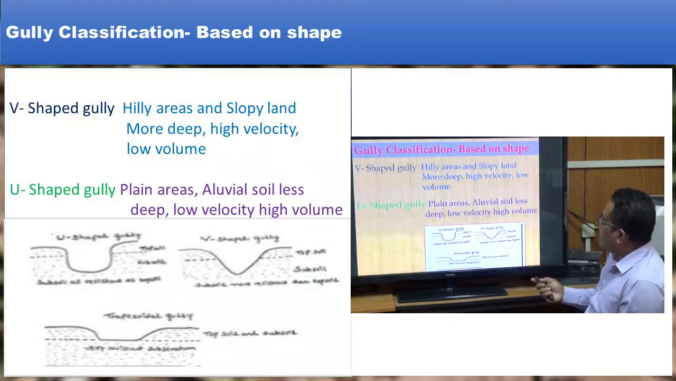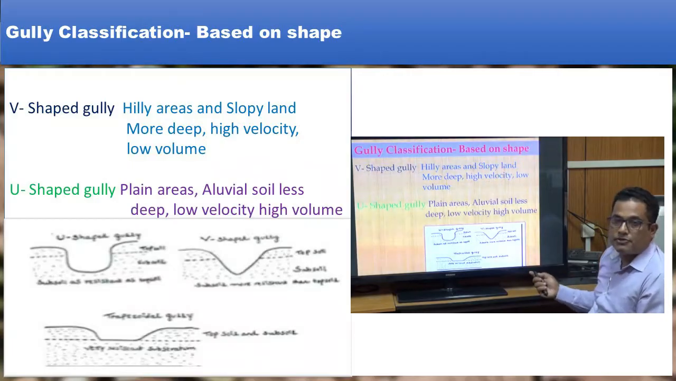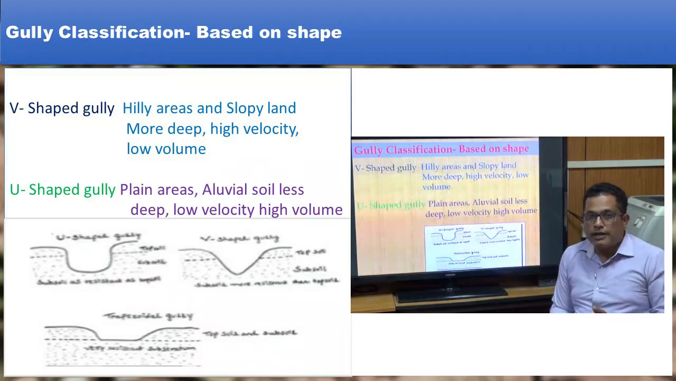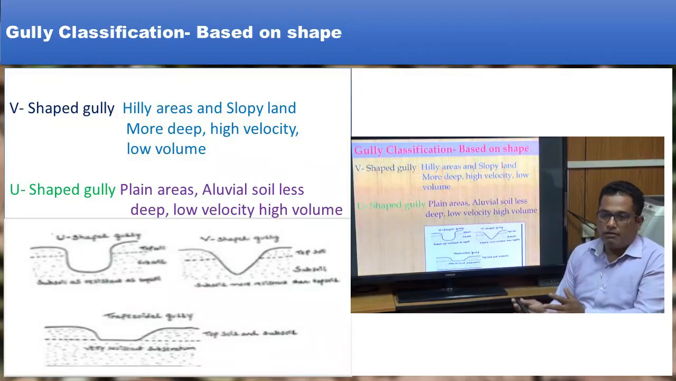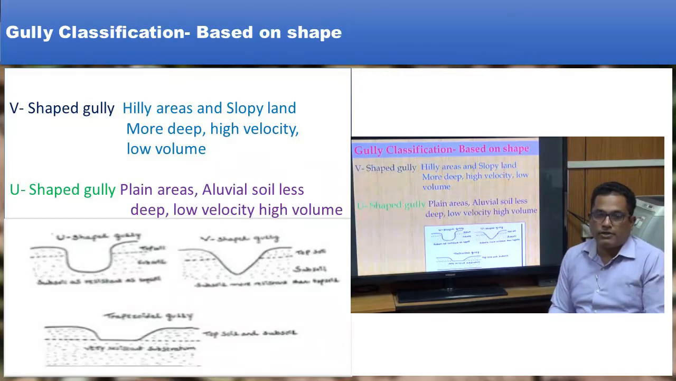It would be deeper when runoff takes place. The flow will take place with high velocity through this gully, but the volume of water is low, because such gullies would be there at very small intervals. The total volume of water taken through this V-shaped gully is less, and its depth is more.